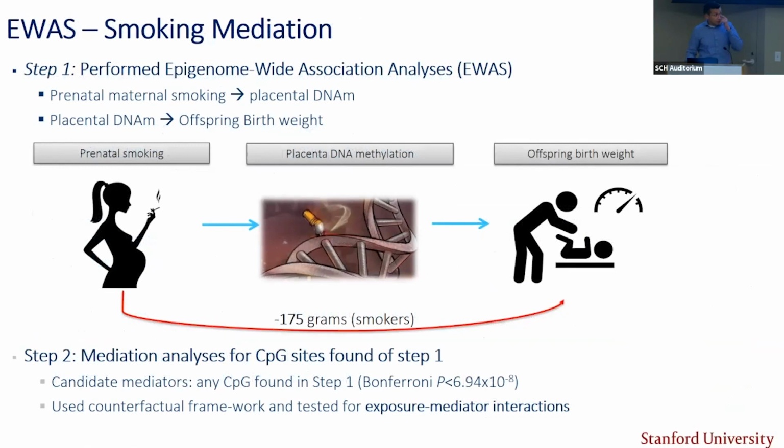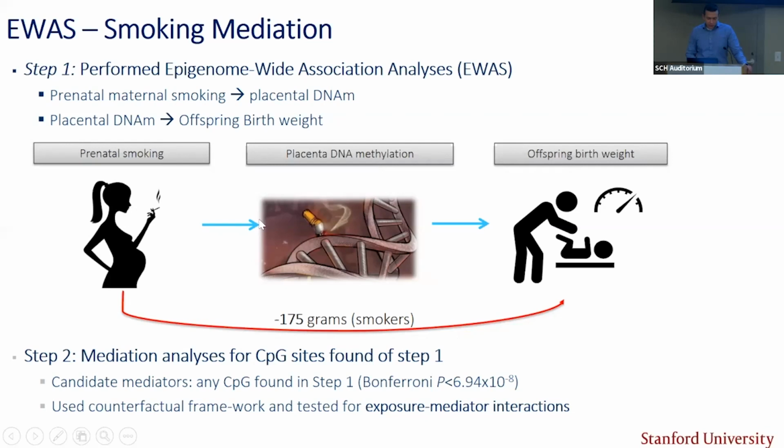So this is the framework that we were working under. First, we did confirm that pregnant people that smoked during pregnancy had babies that were on average 175 grams smaller, newborns, compared to non-smoking pregnant people.